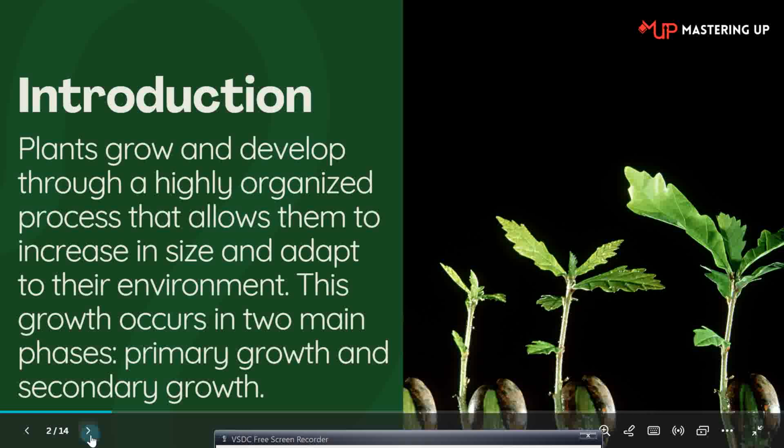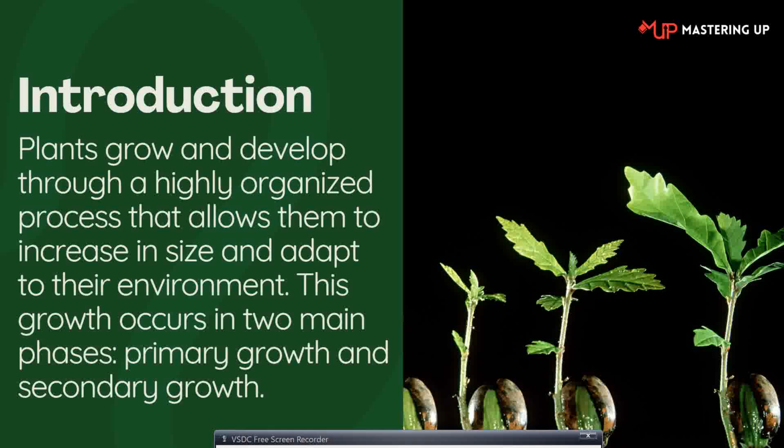As we always do, let's start with the introduction. Plants grow and develop through a highly organized process that allows them to increase in size and adapt to the environment. This growth occurs in two main phases, that is primary growth and secondary growth. First the plant needs to grow in length, then it also needs to increase in width. These are all part of primary and secondary growth.